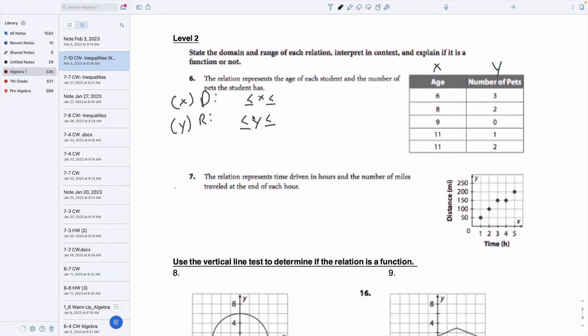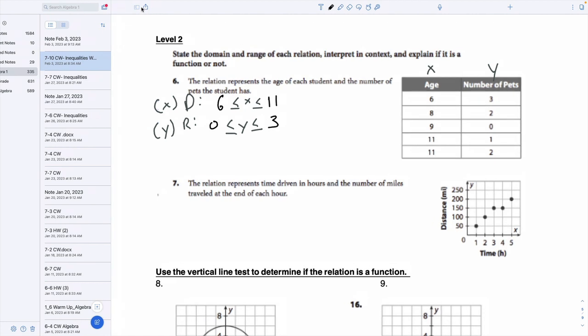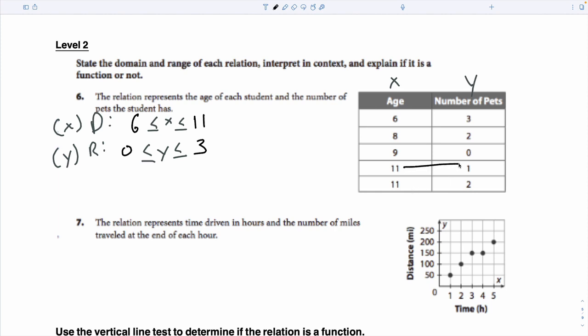For the 6 and 7, tell me domain and range first, then tell me if it is a function or not. What's the domain for number 1, Maya? Less than or equal to 11. Okay, what's the range? The range is 0 is less than y, and then y is less than 3. Good. Is it a function, Maya? It is not. Why not? Because there's 2 of the same x values.